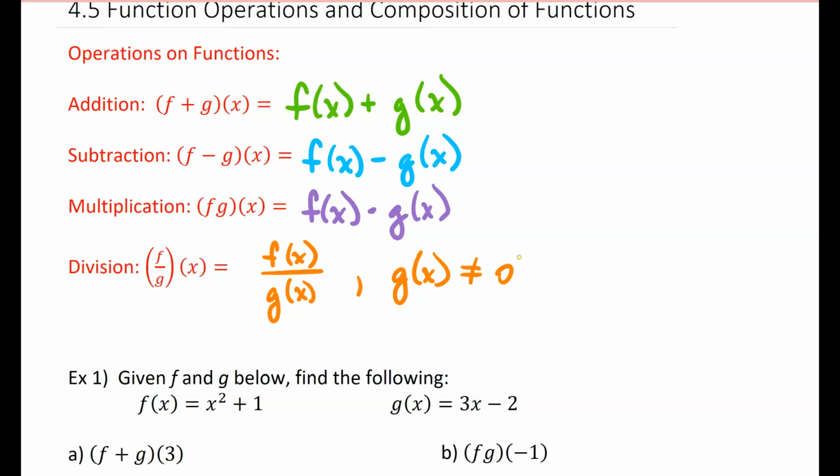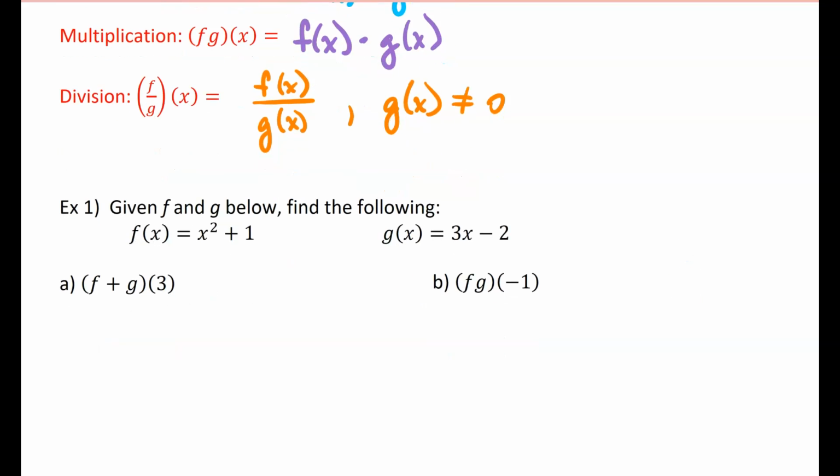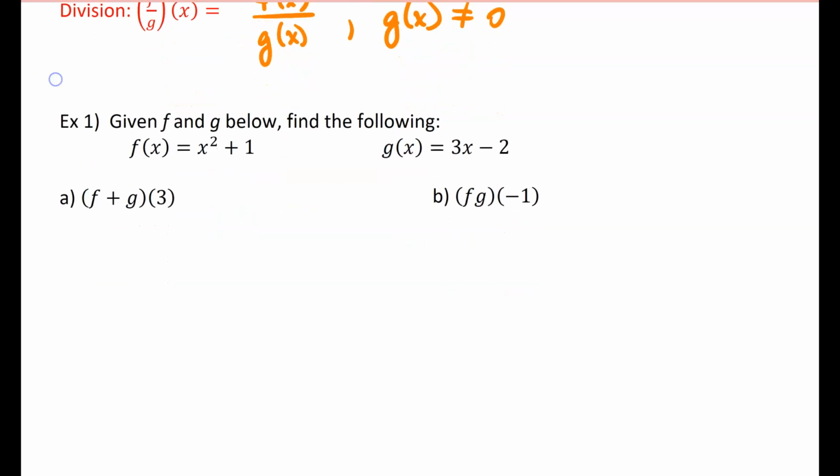Okay, so you guys ready to apply some of these operations? Yes. Alrighty. So, in this first example, we have f of x is equal to x squared plus 1, and g of x is equal to 3x minus 2. So in our first example, it's asking us for f plus g of 3. All right, so it's asking us to add f and g together and evaluate it at 3.